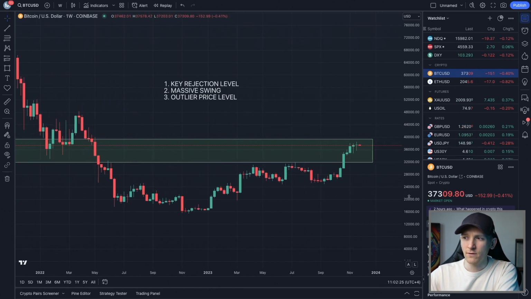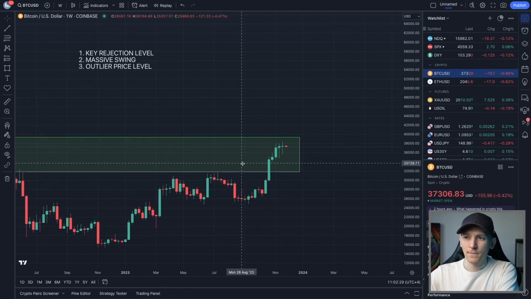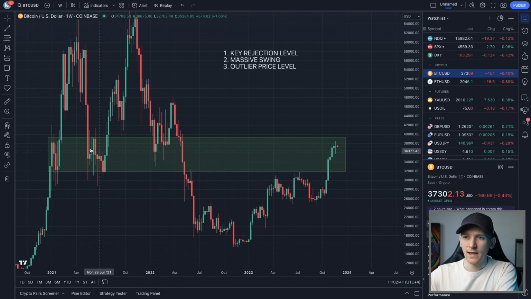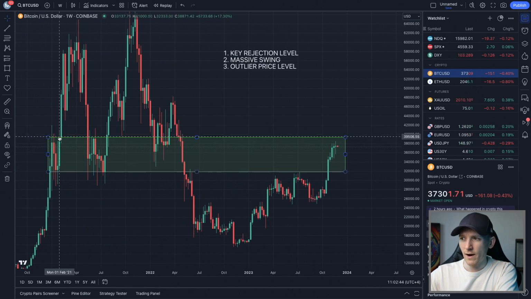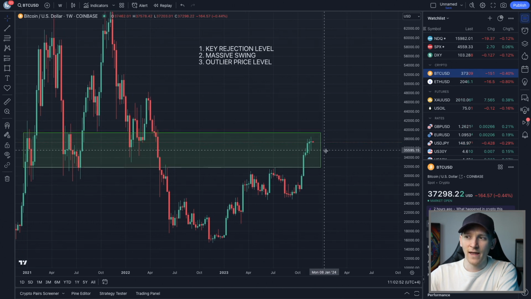Now, if we come down to more recent price action, you can see that this price level here was essentially resistance. Well, we're through that now. So this is going to be an area of support, this area around 32,000. Now, we are trading here with resistance around 39,500, call it 40,000. So 32,000 to the downside, 40,000 to the upside. This is our trading range.